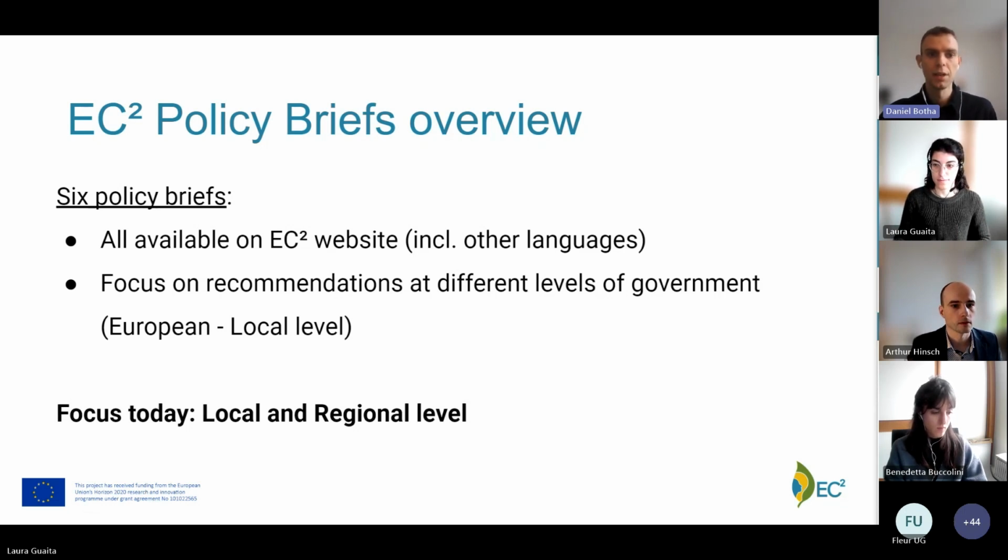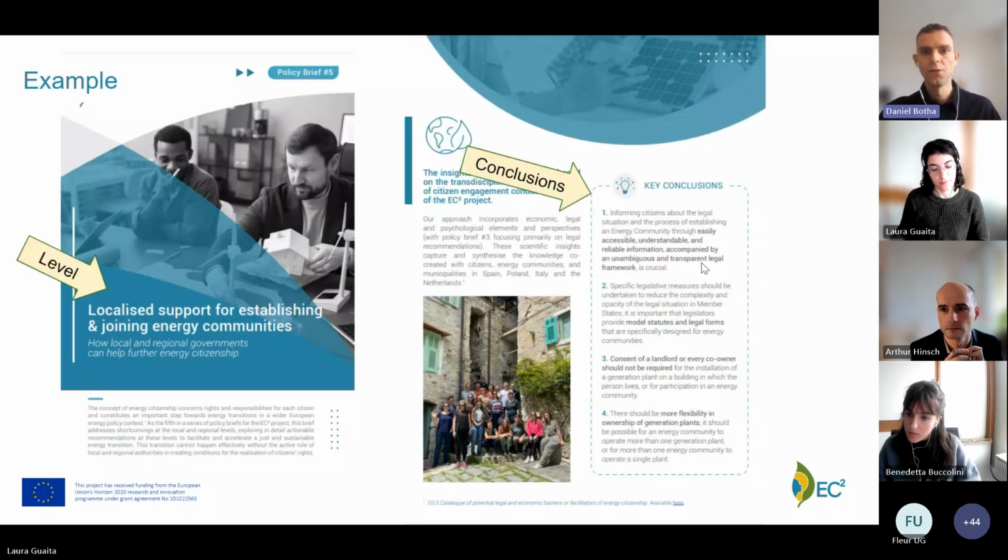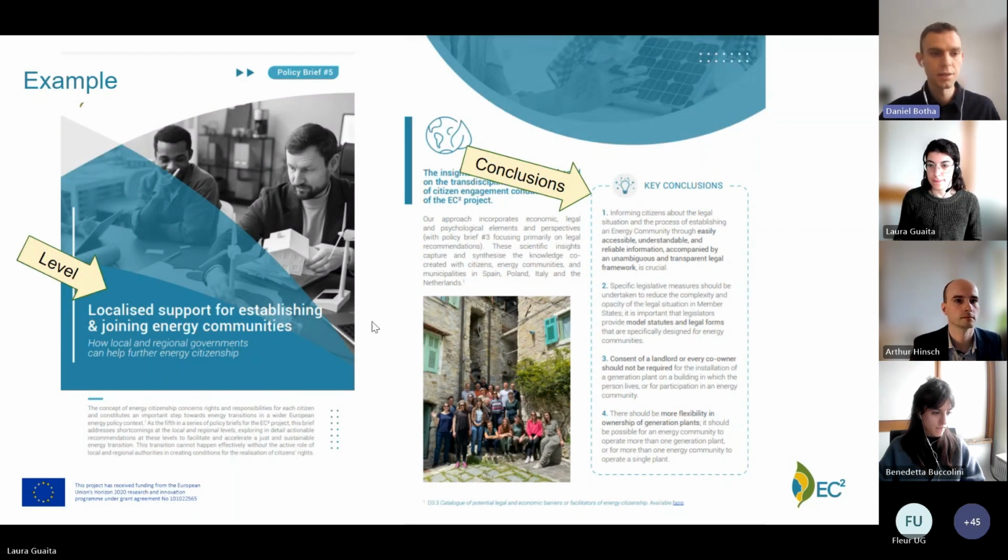These policy briefs typically focus on a particular level of government. So from the European level all the way down to the local level, each policy brief focusing on one. Today, we'll be looking more at the local and regional level. Next slide. I can quickly show you a rough overview of what the policy briefs look like. From the title, it's normally clear which level we're focusing on. Then we have a few high-level key conclusions.